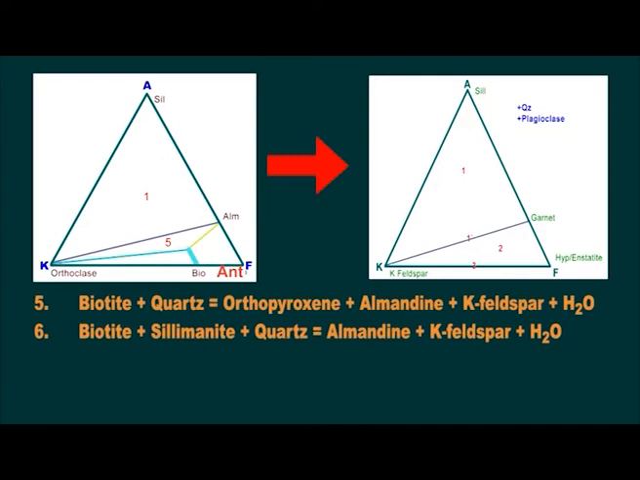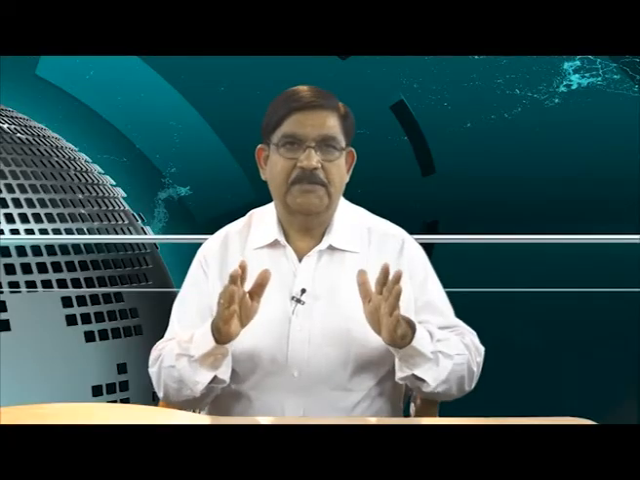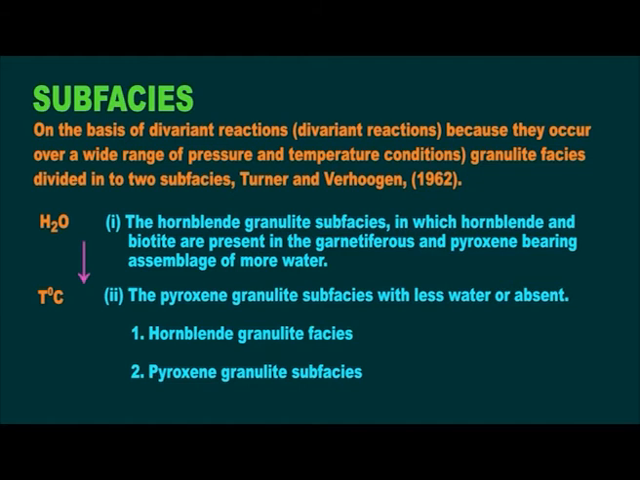Turner and Barrow 1962 recognized two subfacies of the granulite facies depending on the presence or absence of hornblende and or biotite. Thus, two subfacies, hornblende granulites and pyroxene granulites, are recognized on the basis of divariant reactions, because they occur over a wide range of pressure and temperature conditions. The granulite facies is divided into two subfacies, Turner and Barrow 1962.